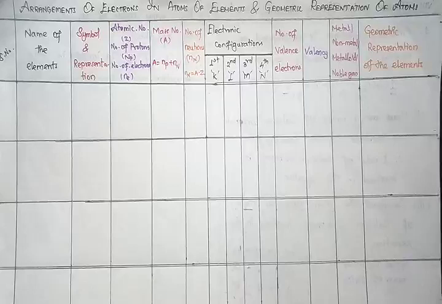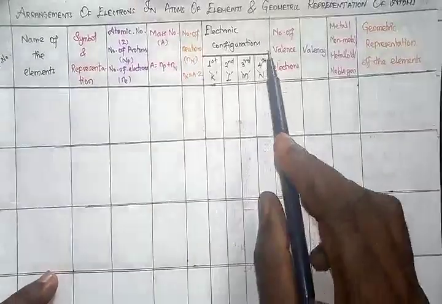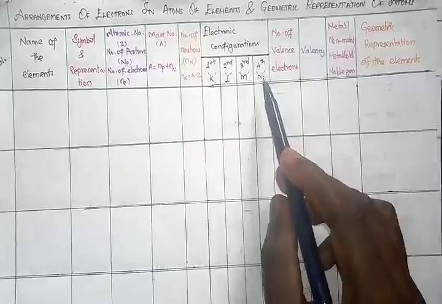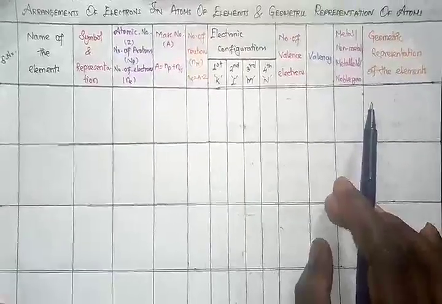So the main objective of this video is to know the geometrical representation of an element. Additionally, we are going to revisit the other concepts which we have learned already in the previous videos. Now let us go to the first element. We're going to see the arrangement of electrons in an atom of elements and a geometric representation of atoms too. So this is what we are going to learn, my dear children. So we will see one by one now.